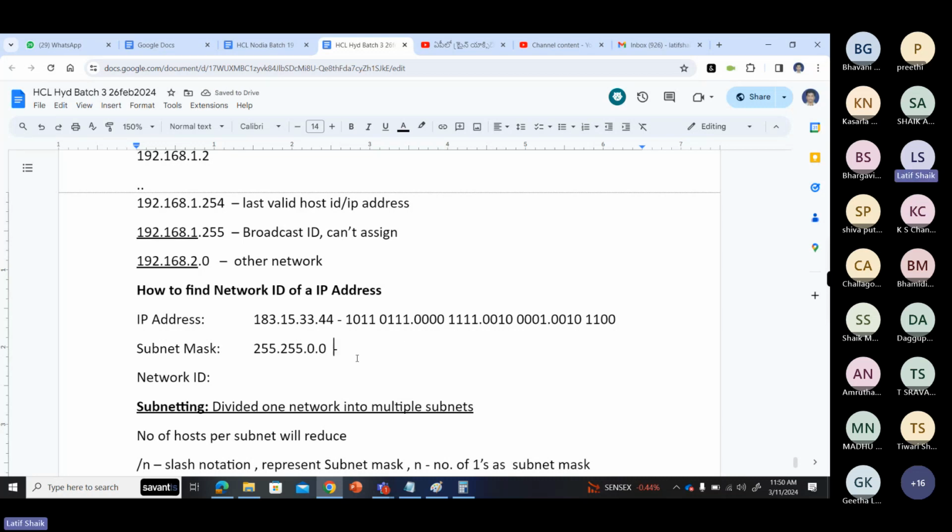Simple calculation. So these are 255s. Already I told you, 255 means all eight bits are ones only. 0 means automatically all 8 bits are zeros. So now we need a network ID.